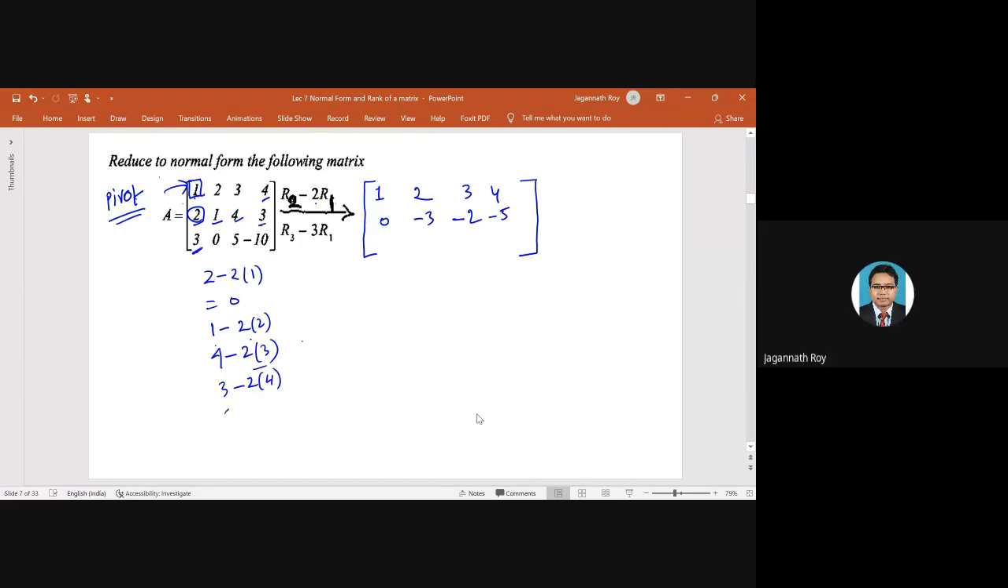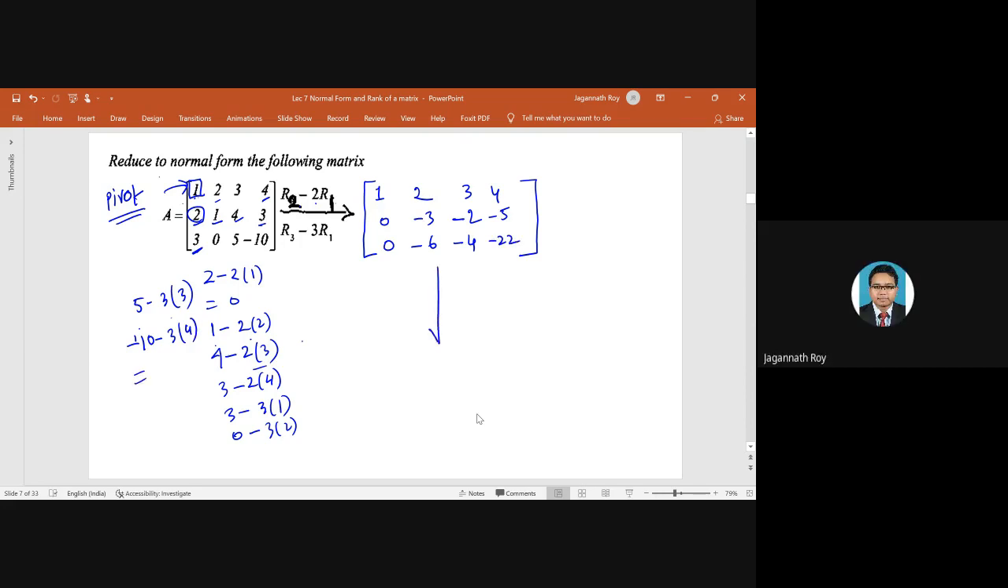Similarly, this is 3 minus 3 times 1, so this is 0. So 0 minus 3 times 2 is minus 6. And then we have 5 minus 3 times 3, so 5 minus 9, so this becomes minus 4. Then minus 10 minus 3 times 4, so this becomes minus 22.